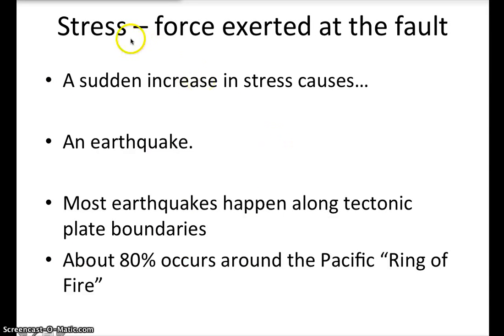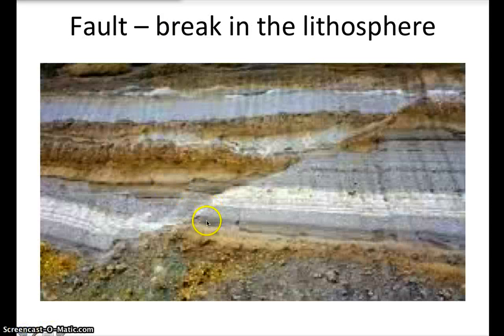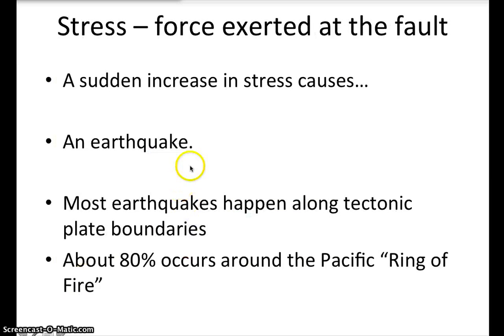Another term we have is stress. Stress is the force exerted at the fault. And you probably saw stress back here. You saw that there was a force exerted at this fault right here. But a sudden increase in stress is what causes an earthquake. Now these plates are moving constantly, but whenever you have stress upon them, when you have that force exerted, that's when you have that earthquake.